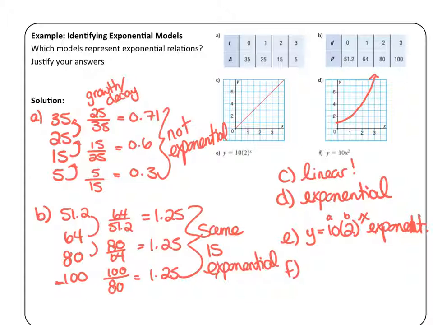Y equals 10x squared. Notice how the x is not in that exponential position. This one actually looks more like a quadratic. So F is not exponential. It would be considered quadratic.